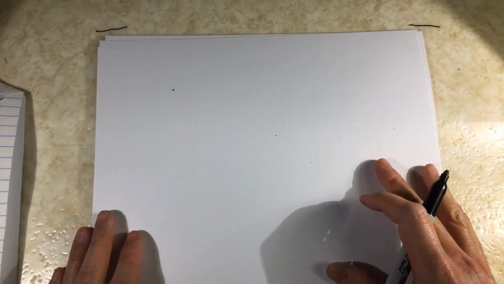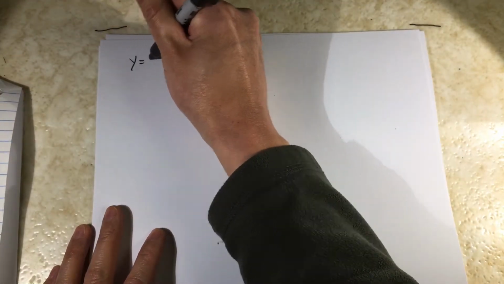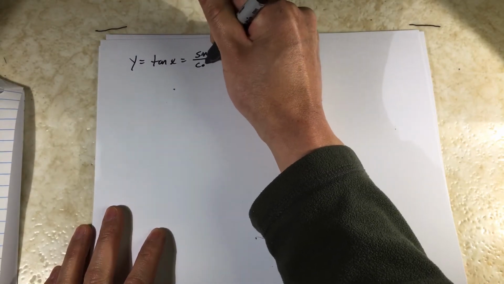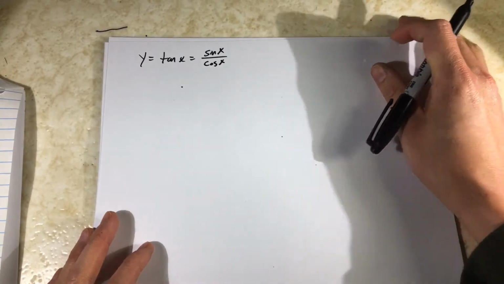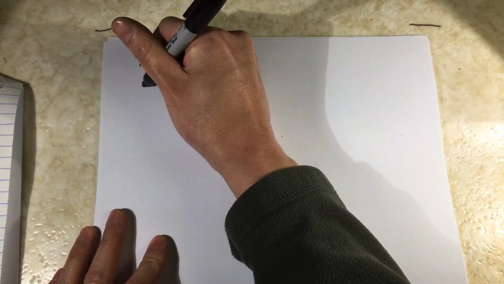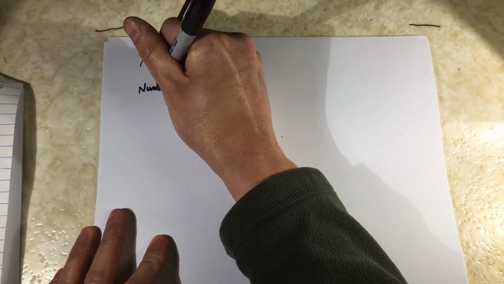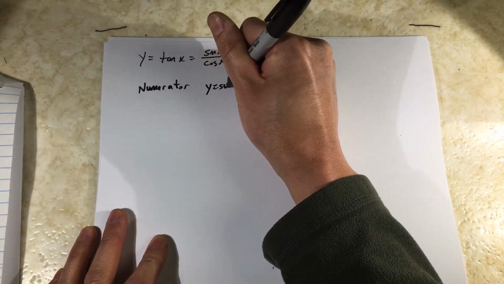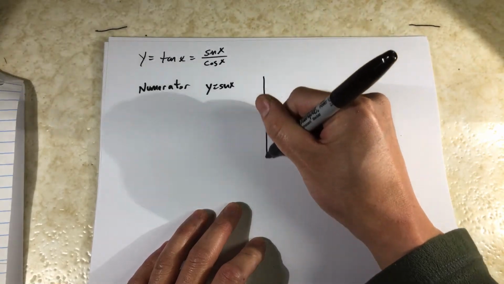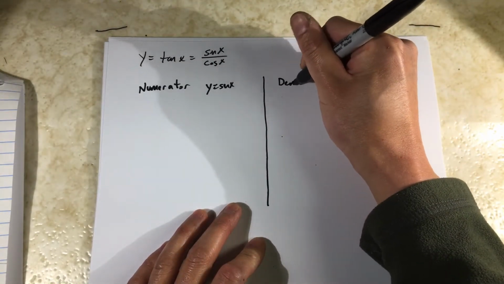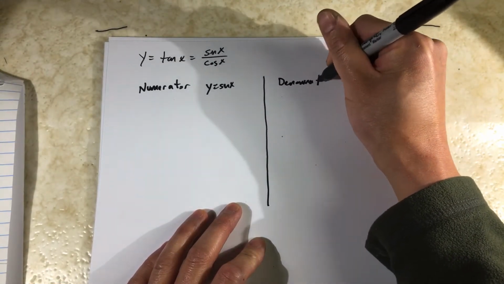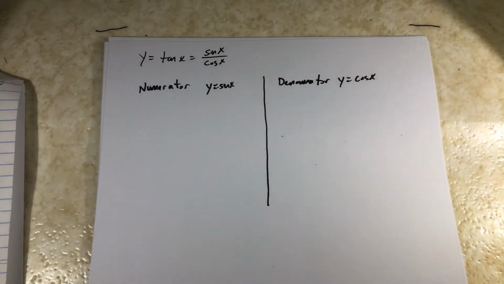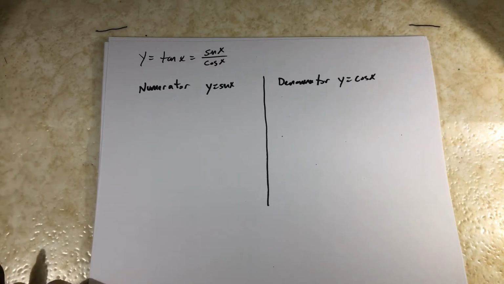All right, so our tangent function, y equals tangent of x, is sine x over cosine x. Okay, so let's break this up into two parts. So we'll have our numerator, which is y equals sine x. And then we'll have our denominator, y equals cosine x.